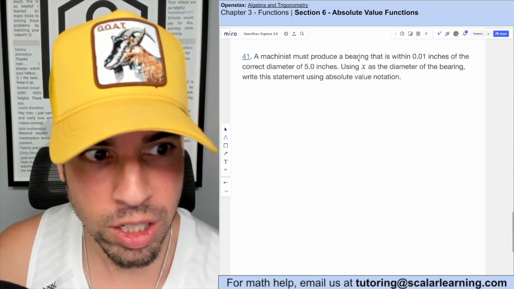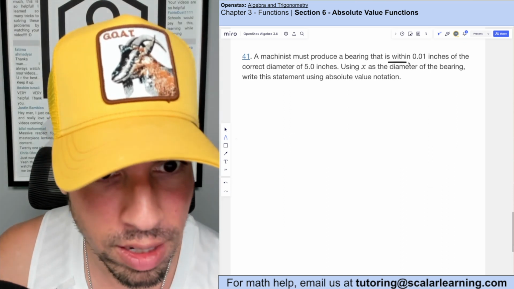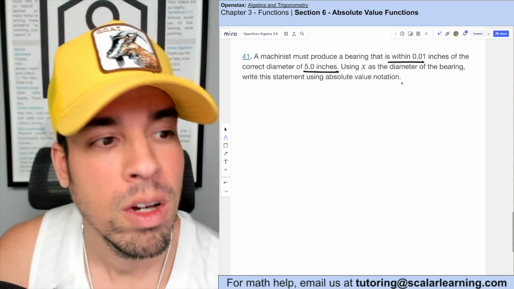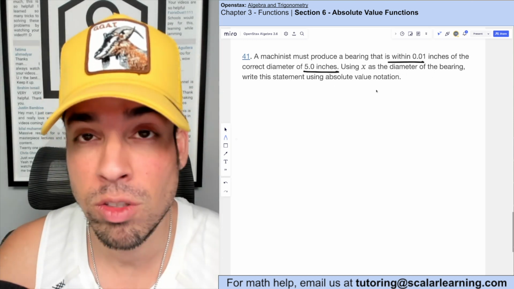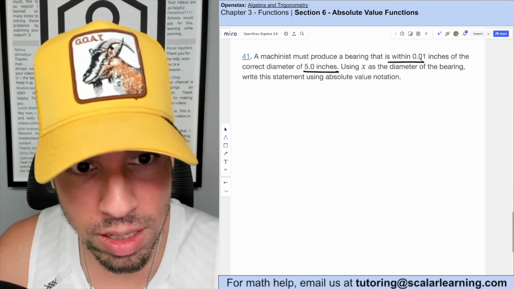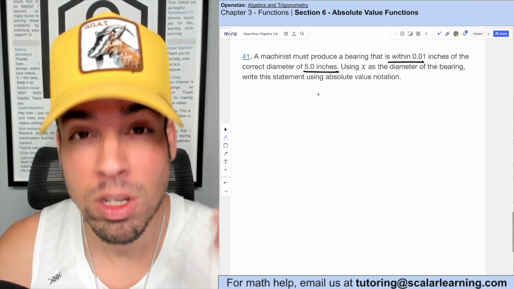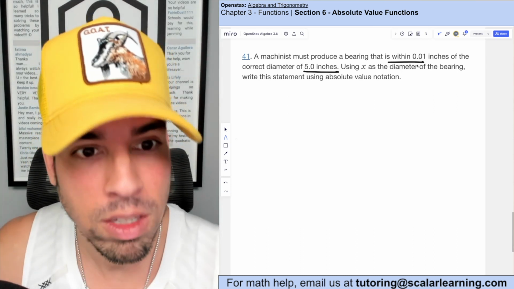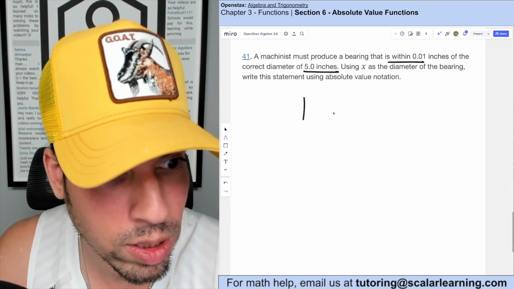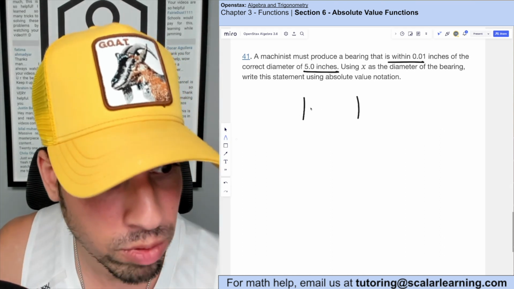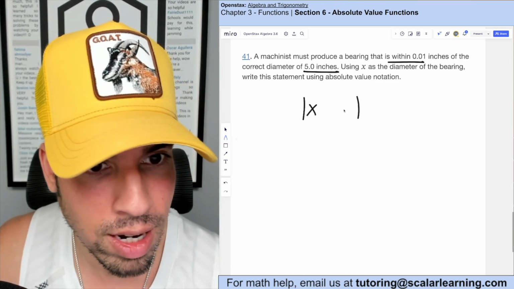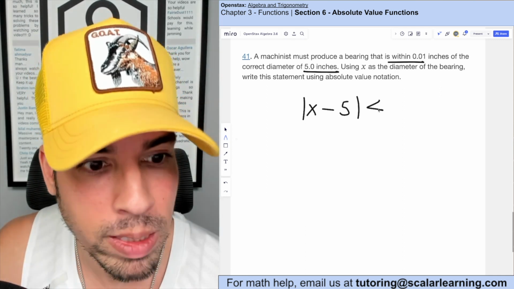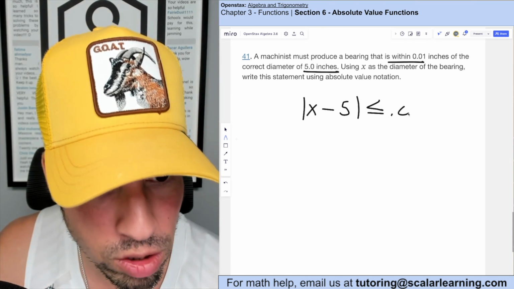Boom, done. A machinist must produce a bearing that is within 0.01 inches of the correct diameter of 5 inches. Using x as the diameter of the bearing, write the statement using absolute value notation. So for this one, we're trying to get within 0.01 inches of that 5 inches. So we want the distance from 5, aka the difference with 5, to be less than or equal to 0.01. We can set it up similarly to what we've done before. So we want x, which is the diameter, and the difference or distance from 5 to be less than or equal to 0.01.